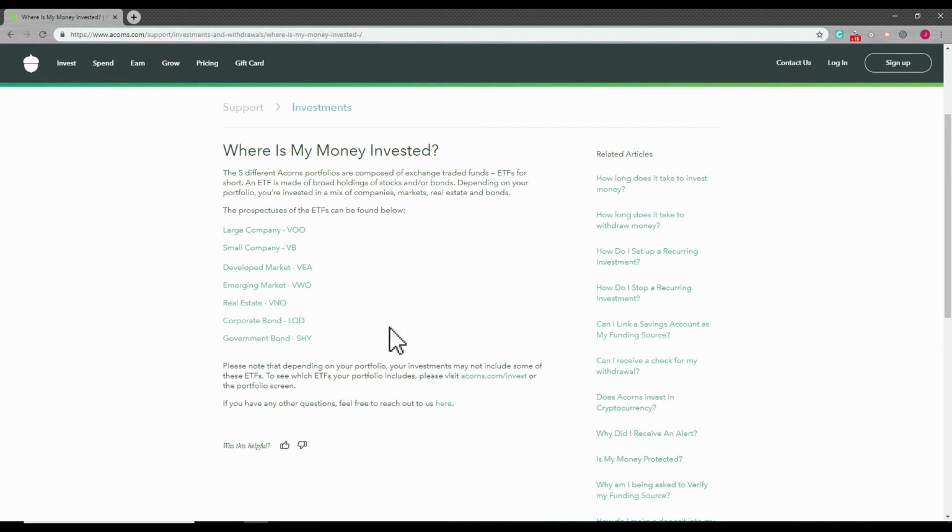But it's self-explanatory. So if you want to see where your money is going in Acorns, then you can definitely just click on the site, and you can go up here at the top. It says support, investments and withdrawals. Then go to where is my money being invested, and you can get more of that information. And then if you have the app, you can easily click in the app and get an explanation to see the percentage that they have within these funds.